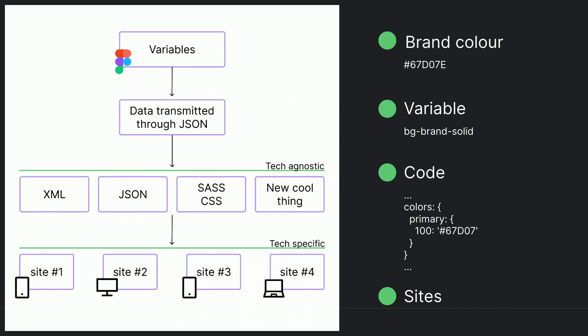And so yeah, stepping back for a second and looking at where I start in Figma. I declare my variables with my brand colors, with my primitives and semantic layers. Then that information is transmitted through a JSON file, which can be applied to SASS, to CSS, or whatever cool new technology people are using. And this is, I think, so great and so powerful because we could be using this for iOS, for Android, for web. It's completely tech agnostic, and then it'll be applied to site one, site two, site three, with the same look and feel everywhere.